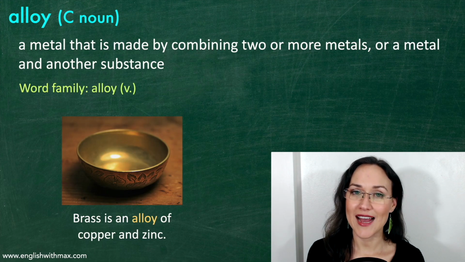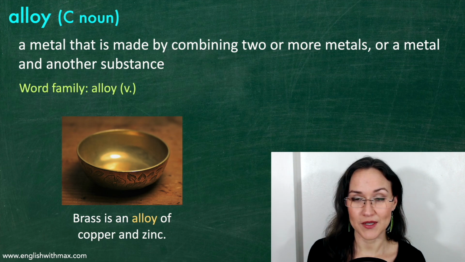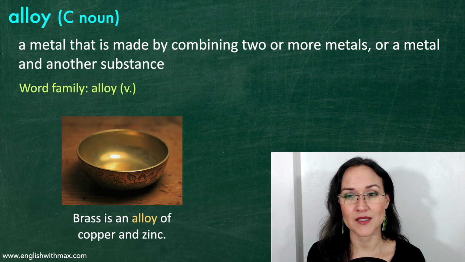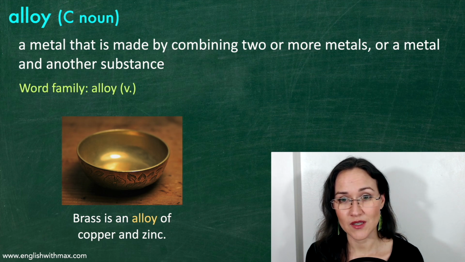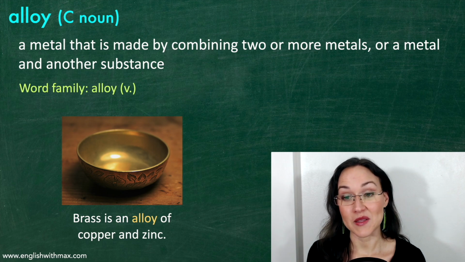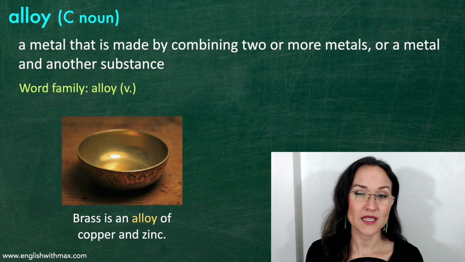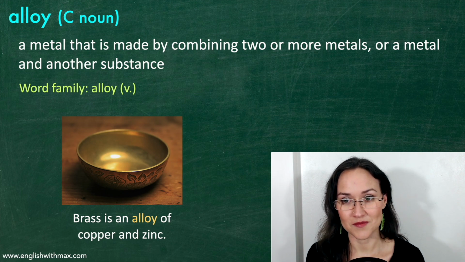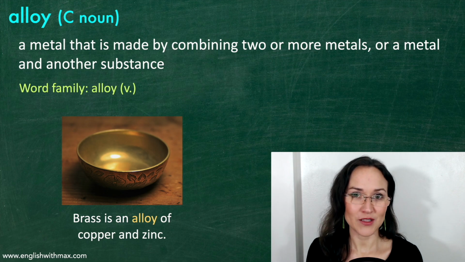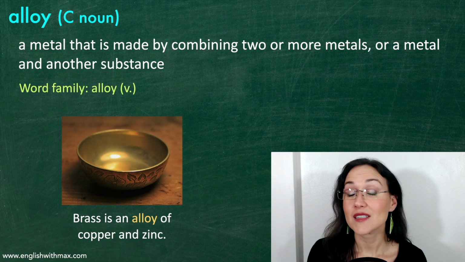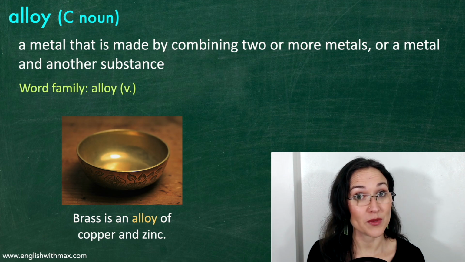And now we have alloy. Alloy. It's a countable noun. An alloy is a metal that is made by combining two or more metals, or a metal and another substance. The verb is also alloy. It means to mix one metal with another. We say to alloy something with something. Brass is an alloy of copper and zinc.